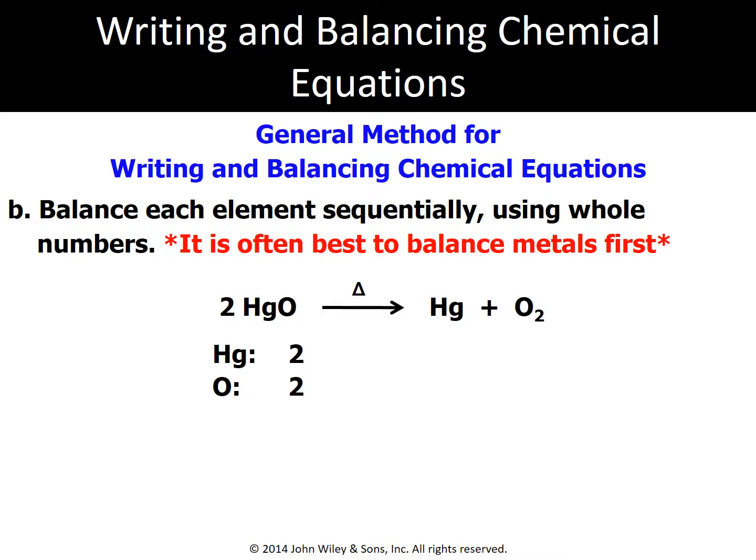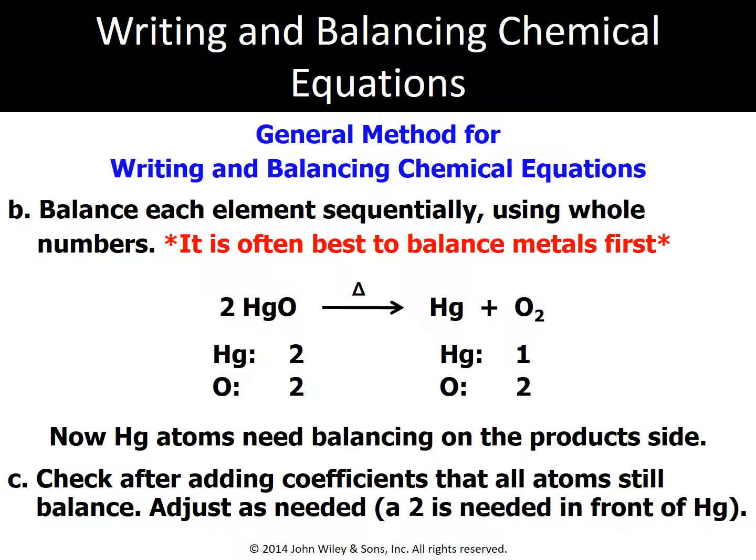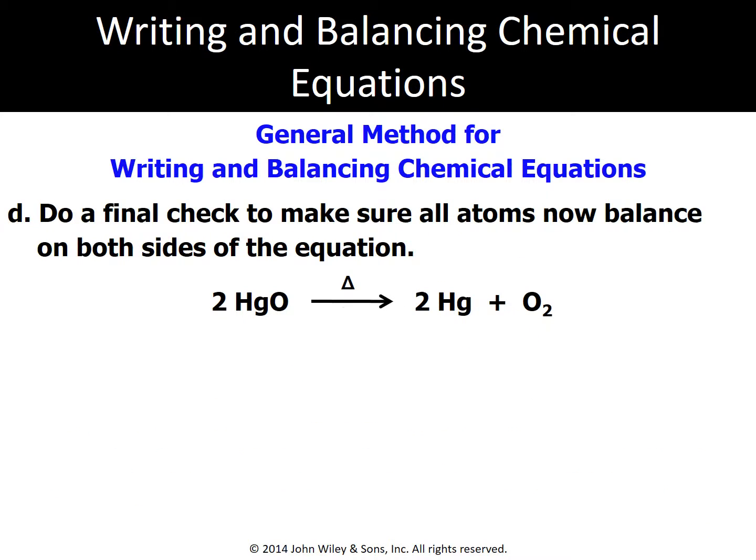Now we have 2 and 2, 1 and 2. So what's our problem now? We're going to need to balance our mercury. All we need to do here is add a 2 on the product side. Then a final check: we have 2 mercuries on our left, 2 oxygen atoms on our left, and now we have 2 mercuries on our right and 2 oxygen atoms on our right.